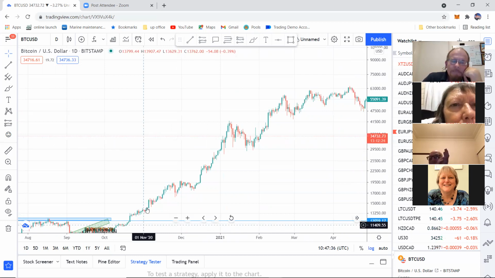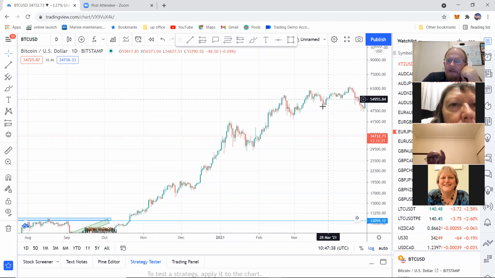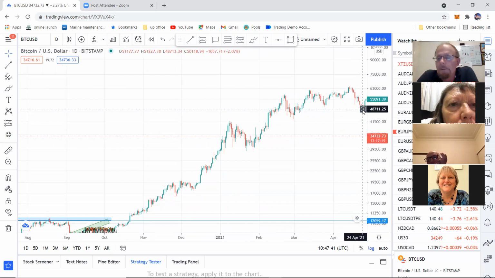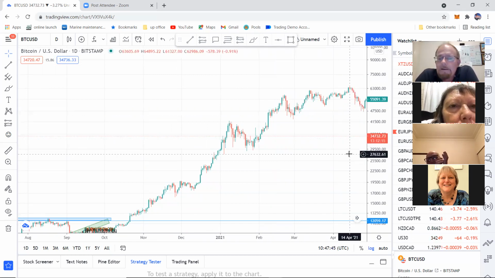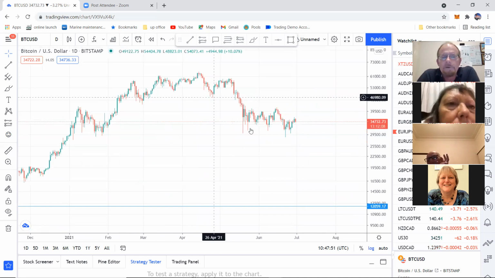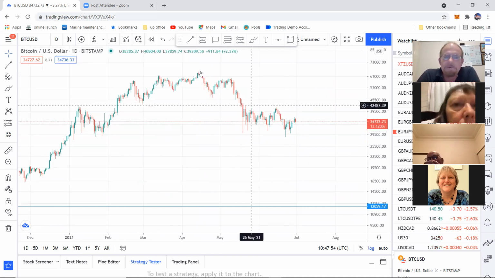For the first time in many, many months, we haven't had a higher low. We've got a lower low, so our uptrend is over. Exactly what happened at the end of 2017. So it's no surprise what's happened and what is happening now.